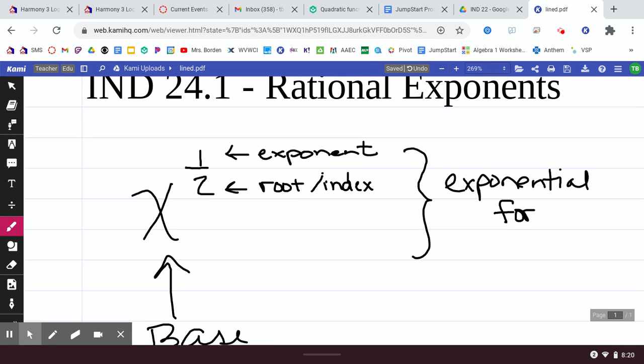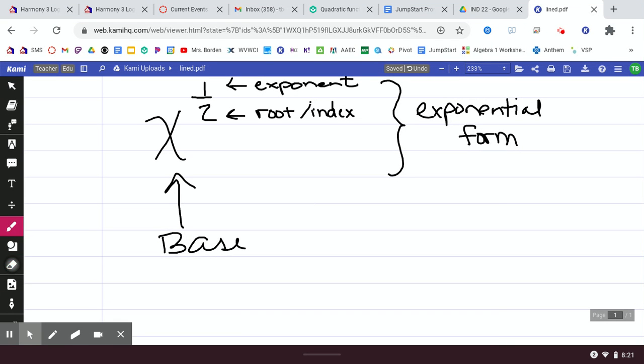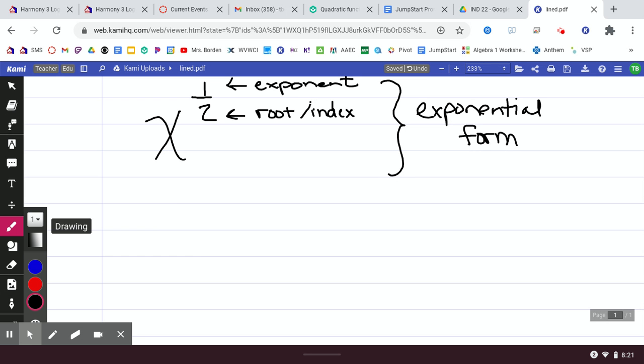We're also going to be looking at radical form, and then we're going to learn how to go back and forth between the two. We're going to write the same thing in radical form and in exponential form. They equal the same thing, they're just written in a different way. So now, if we've got exponential form, I'm going to go ahead and erase this base just because you don't need to take up that much space. The other form that we're going to talk about today is called radical form.